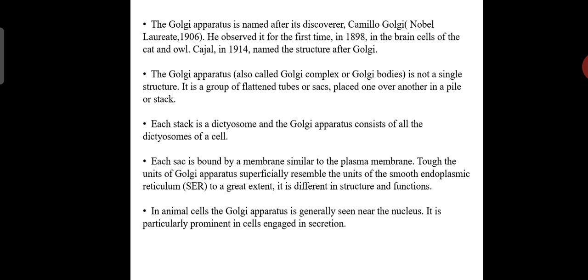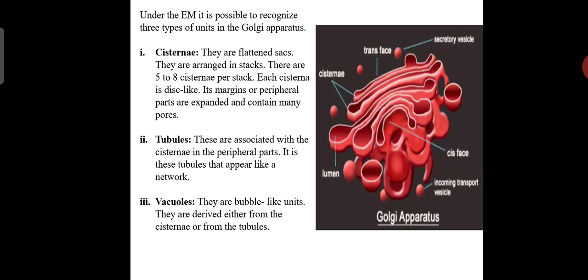Though the units of the Golgi apparatus superficially resemble the units of a smooth endoplasmic reticulum to a great extent, it is differentiated in structure and functions. In animal cells, the Golgi apparatus is generally seen near the nucleus. It is particularly prominent in cells engaged in secretion. So the structure consists of three main parts here.